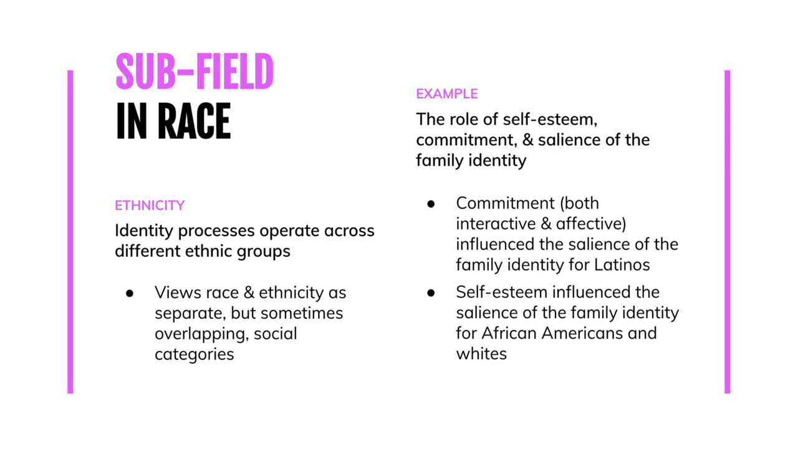The role of self esteem. As was mentioned, it tends to view race and ethnicity as these separate but sometimes overlapping social categories. And so they were looking at commitment to particular identities and salience of particular identities. And so researchers, again, wanted to examine the role of self esteem, commitment, and salience, particularly of the family identity, across different ethnicities.